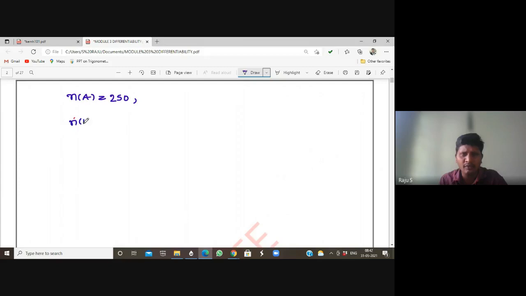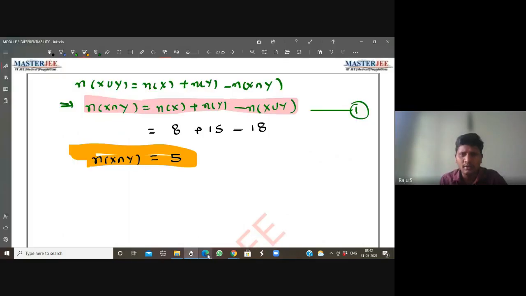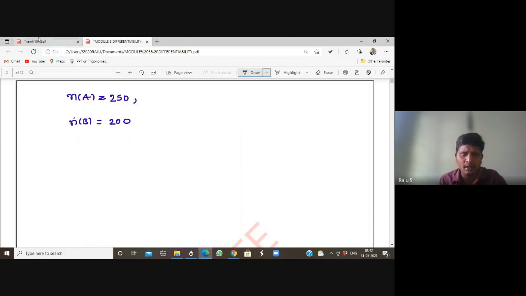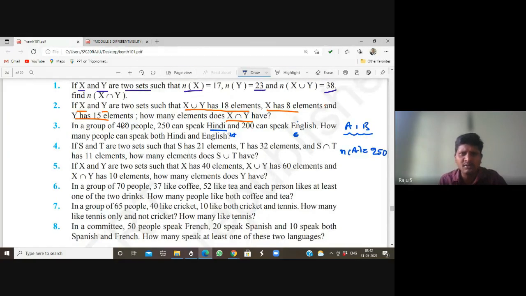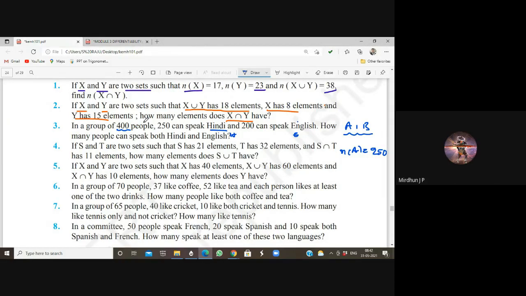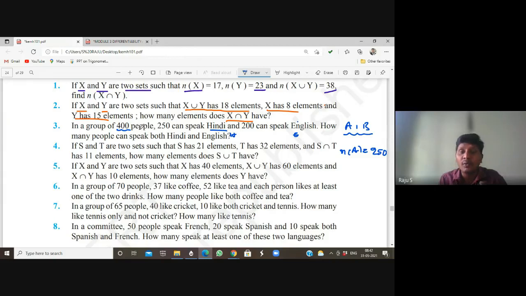Okay, n of B, the number of people who can speak English, is 200. And what about the remaining data, this 400? Is it A intersection B or A union B? Sir, union, because it is the total. Yes, a group of 400 people means we should consider the union.